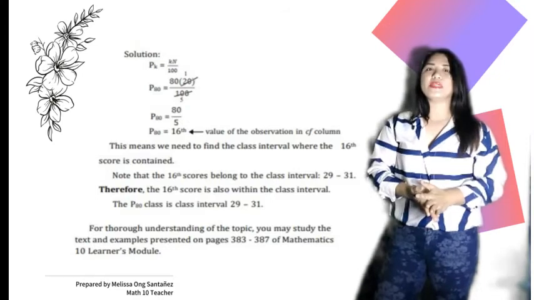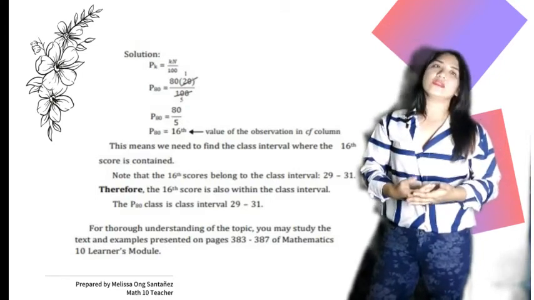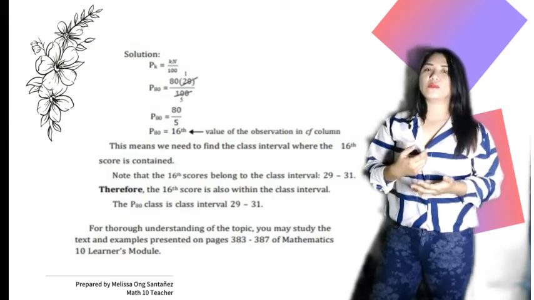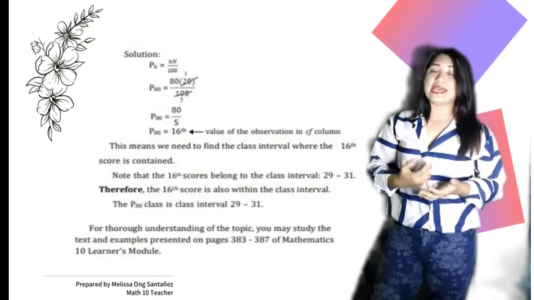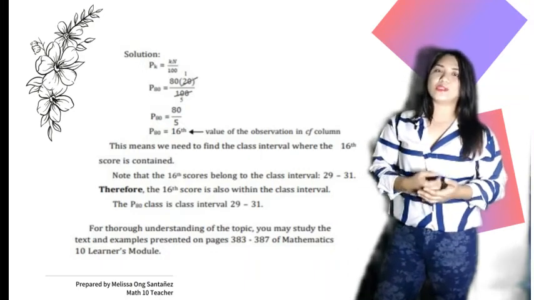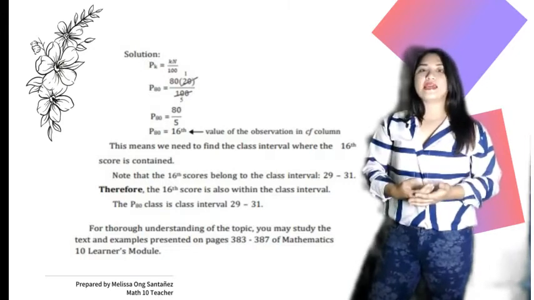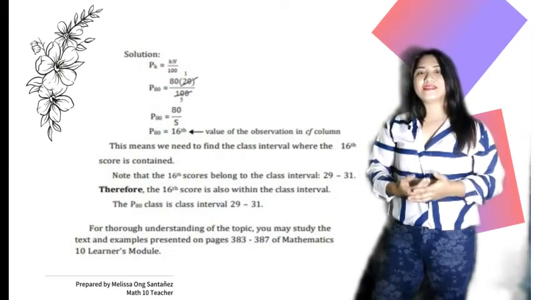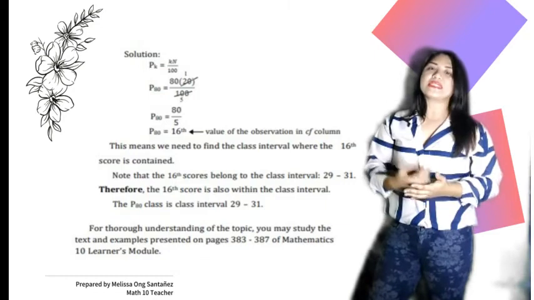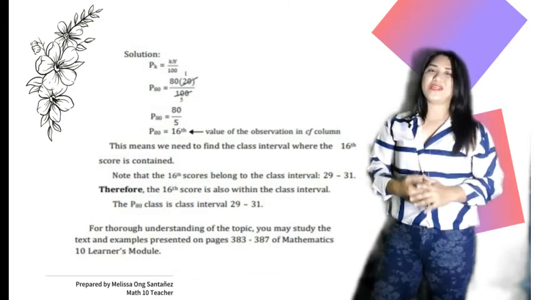Alright, so to wrap up again, when finding the measures of position, just remember, if you are looking for the nth value, all you have to do is remember the formulas. For quartile, Qk is equal to kn over 4. For decile, Dk is equal to kn over 10. For percentile, Pk is equal to kn over 100.